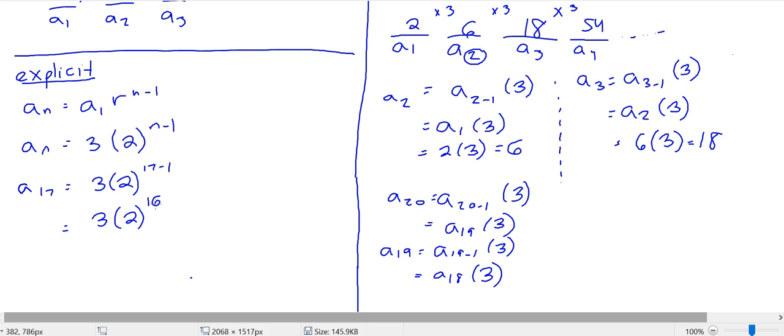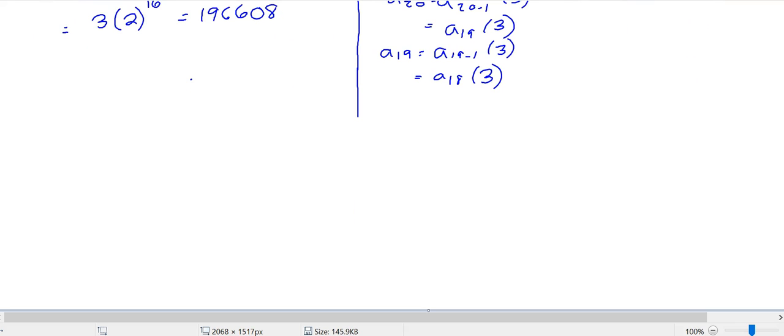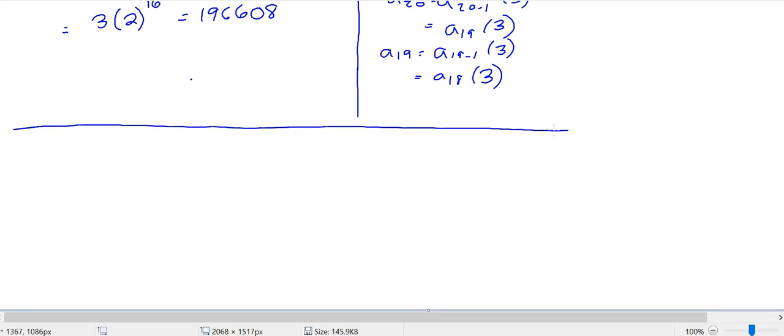So you could do this on your calculator if you want. 3 times 2 to the 16 is 196608. That is the value of this term. If we had wanted to find this using a recursive formula, the recursive definition of the geometric sequence, we would have had to find a sub 15, a sub 14, a sub 13, all the way back down to a sub 1.